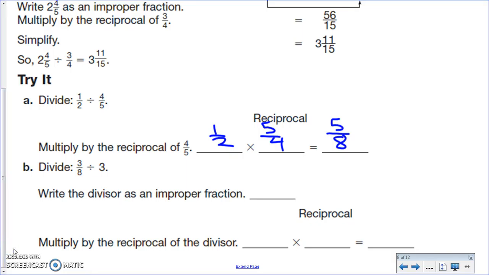For b, we have 3/8 divided by 3. So the first thing we're going to do is write the divisor as an improper fraction. So it becomes 3/1. Next, we need to multiply by the reciprocal of the divisor. So we get 3/8 times 1/3.